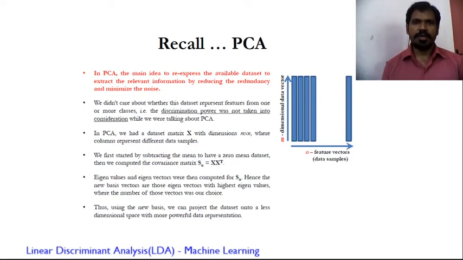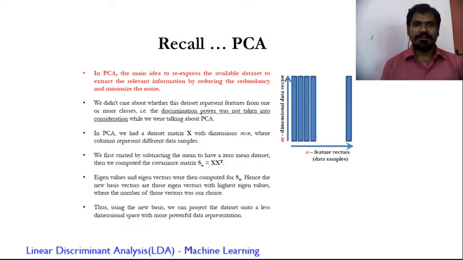Hi, in this video we are going to discuss linear discriminant analysis. It is one of the algorithms where we do dimensionality reduction, which is used in machine learning. So just before discussing LDA, that is linear discriminant analysis, just recall PCA.